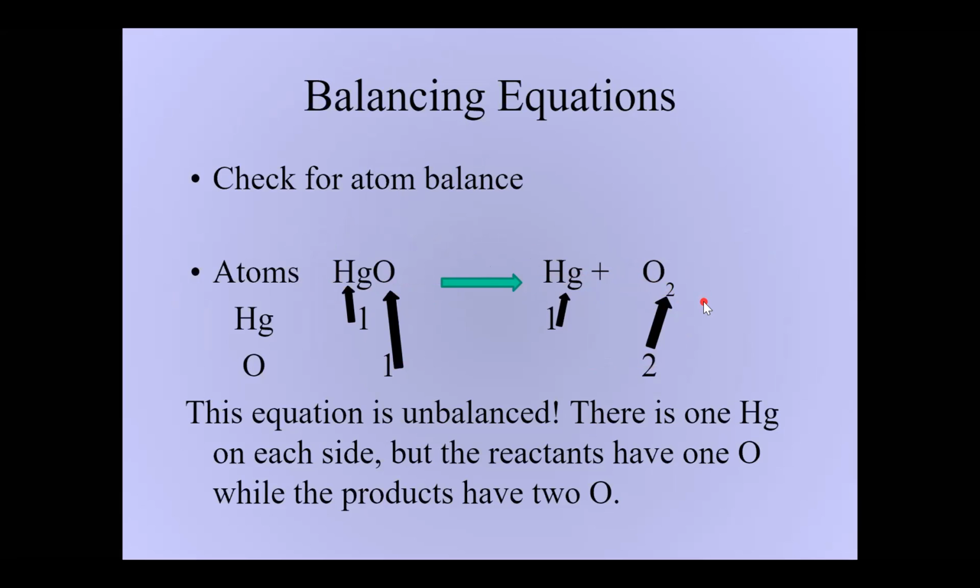So let's think about a coefficient to change. Well, we have 2 oxygens on the product side. And so maybe we can make it so we have 2 oxygens on the reactant side as well. And maybe that will balance our equation.